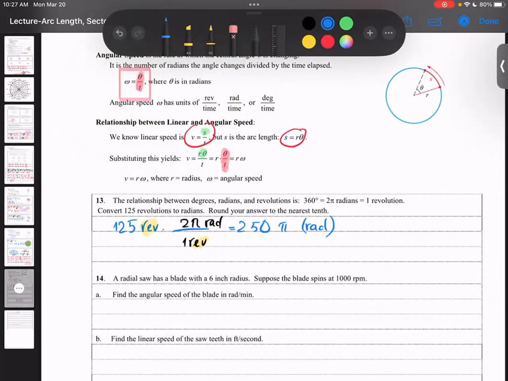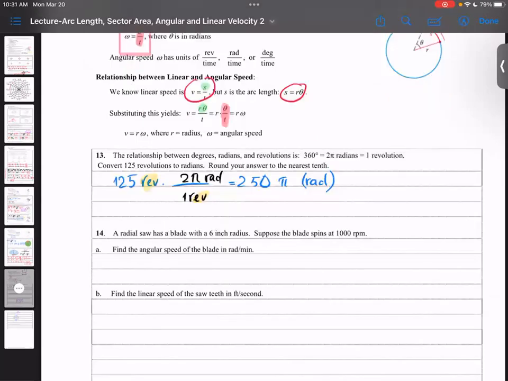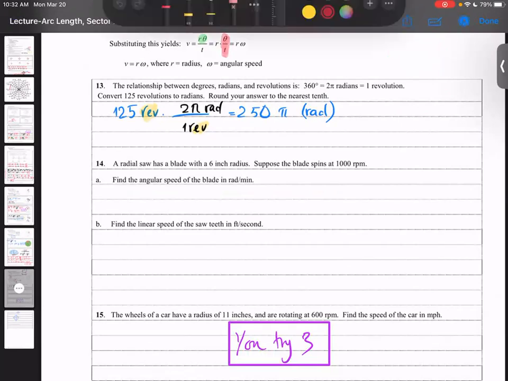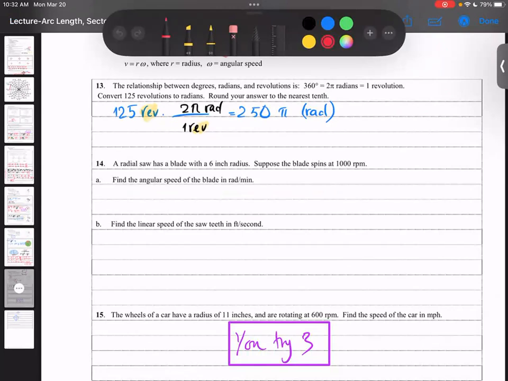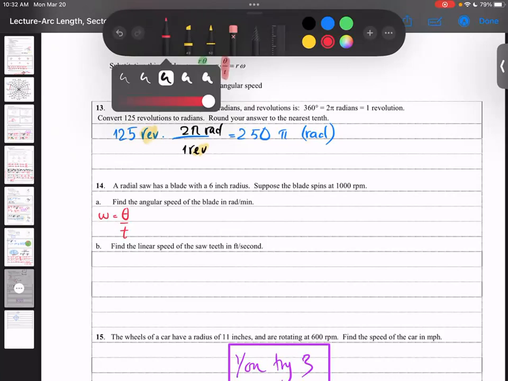It's kind of like changing between degrees and radians. Number 14: a radial saw has a blade with a 6-inch radius. Suppose the blade spins at 1,000 revolutions per minute. Find the angular speed of the blade in radians per minute. Angular speed, again, let me write out the formula: omega equals theta divided by T, where theta has to be in radians. So first things first, we're going to change 1,000 revolutions per minute into radians. Let me put it down here, 1,000 rev per minute.